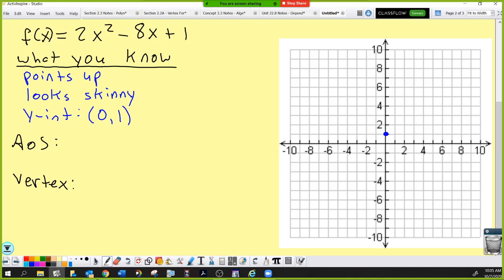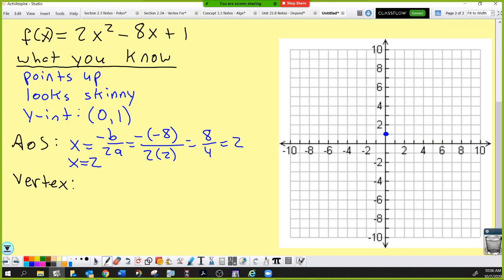Now, the axis of symmetry, x equals negative b over 2a. I use parentheses every time I substitute, and this will help me make sure I don't goof up a negative sign somewhere, because negative negative makes positive. My axis of symmetry is at x equals positive 2. So I can put a vertical dotted line down x equals positive 2. Because there is a blue dot 2 units to the left of my red dotted line, there is a blue dot 2 units to the right of my red dotted line.